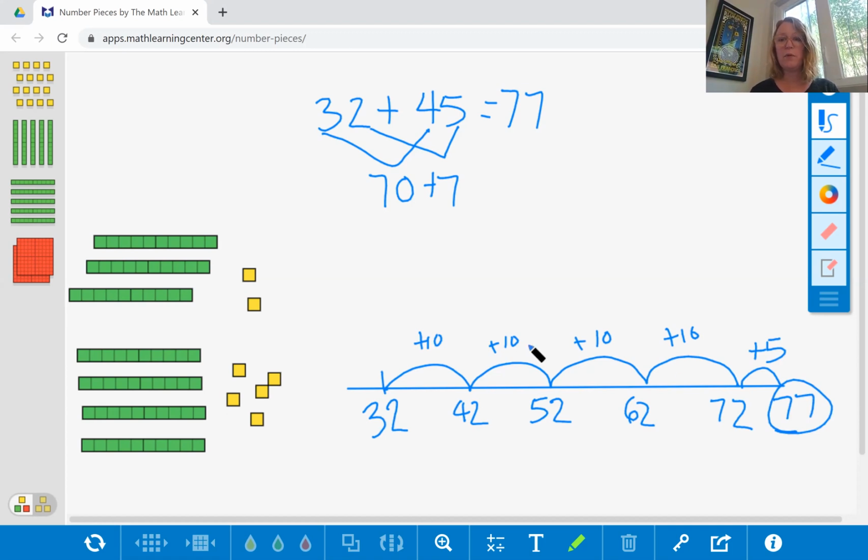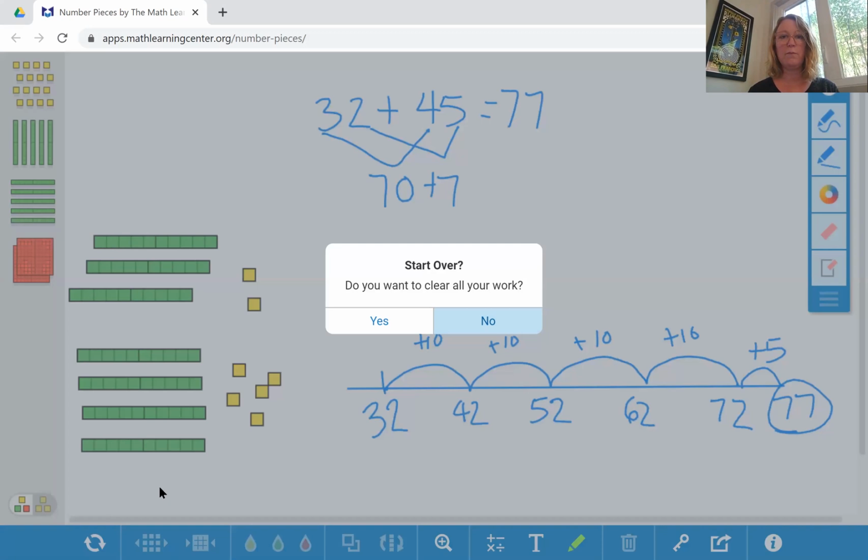So we can use our number line, we can build the number, or we can break the number apart into place value. All of those are good ways of solving a math problem. Those are lots of strategies that we know.